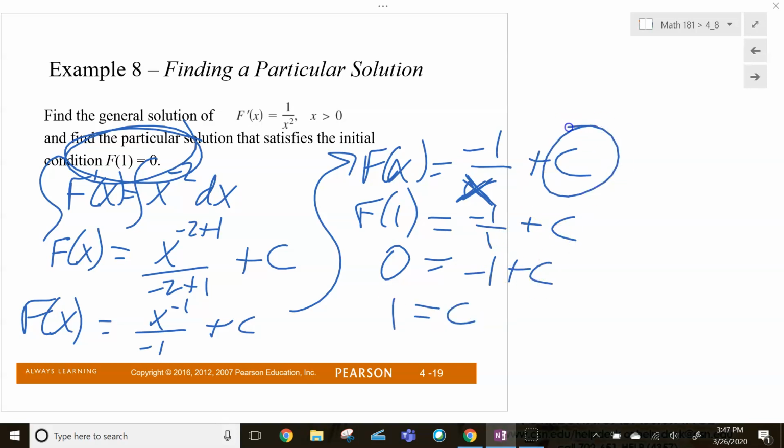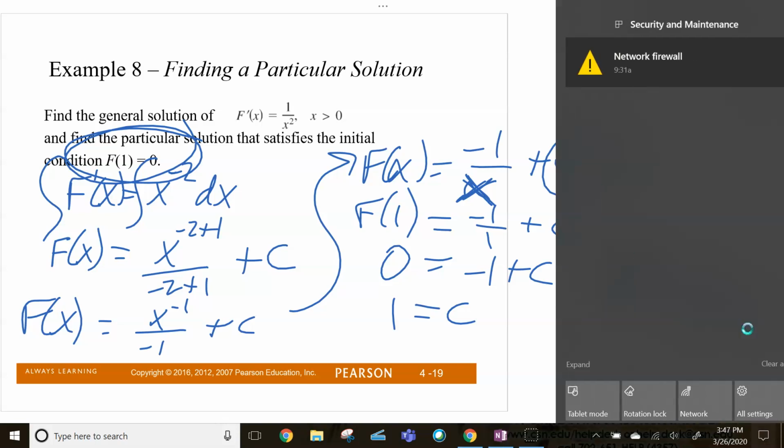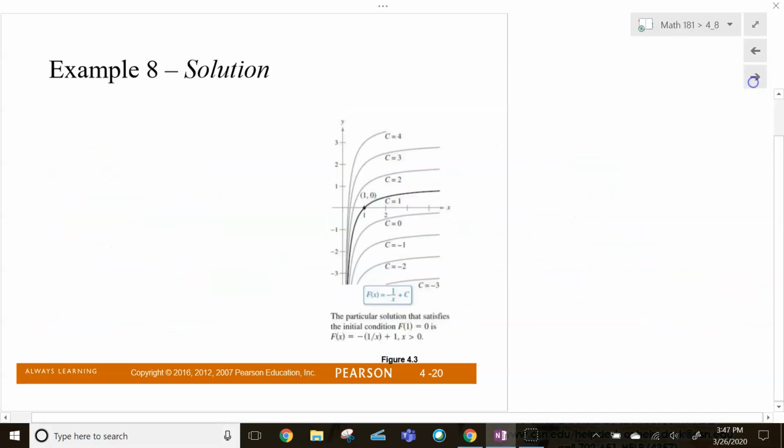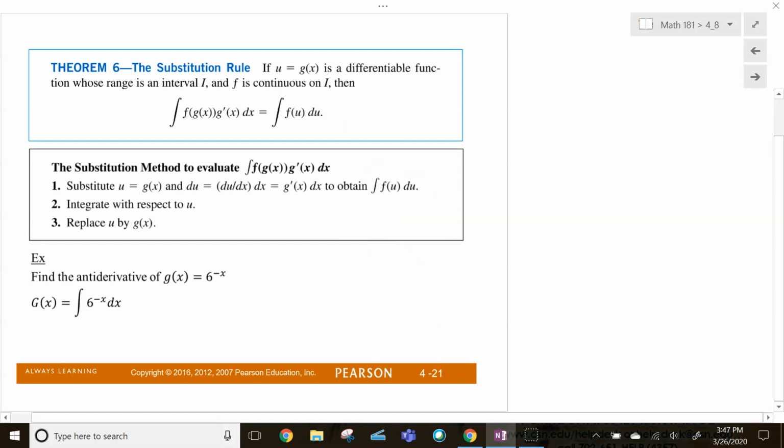That's our constant, so the function must be negative 1 over x plus 1. Oops, plus our constant. Oops, that's awful. There it is, negative 1 over x plus the 1. All right, we found what the constant, what the general capital C actually is.